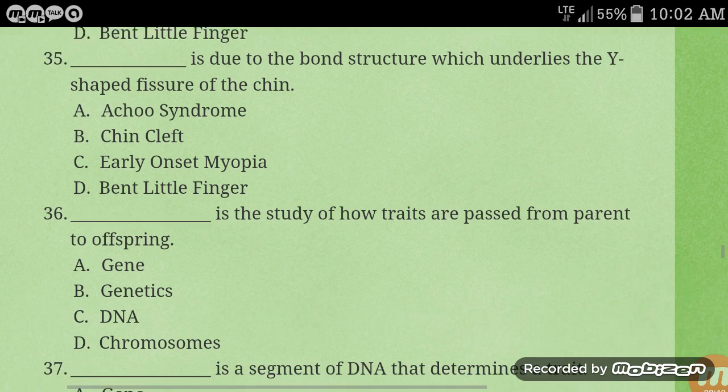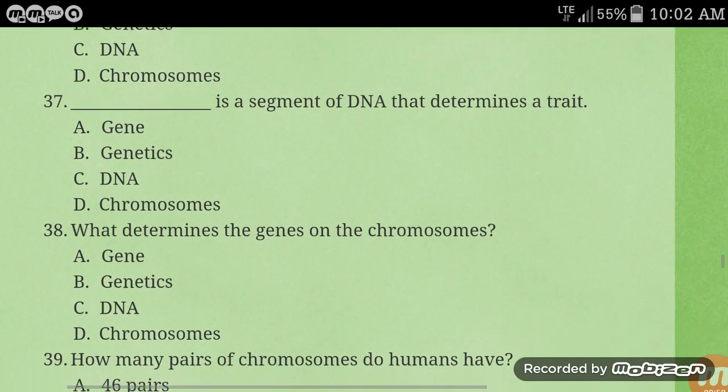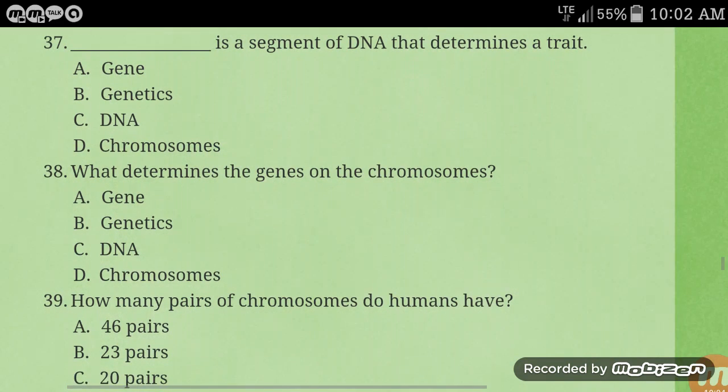Okay, next number, we have blank is the study of how traits are passed from parent to offspring. So it's genetics, letter B. Next one, 37, is the segment of DNA that determines a trait. So it's a gene. Okay? Segment of DNA that determines a trait.